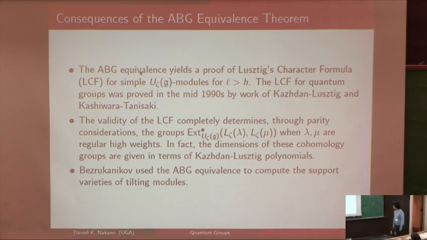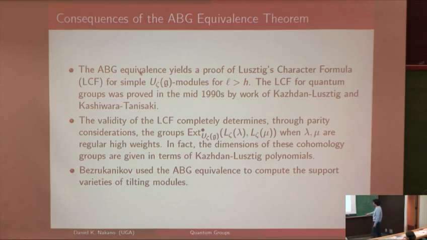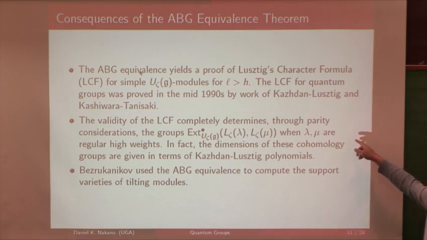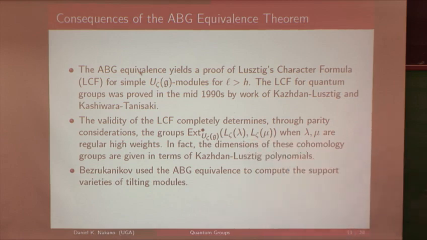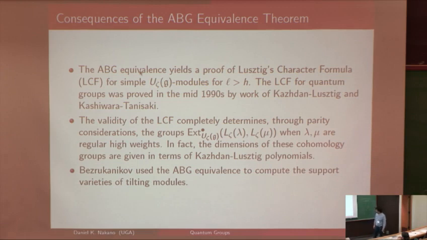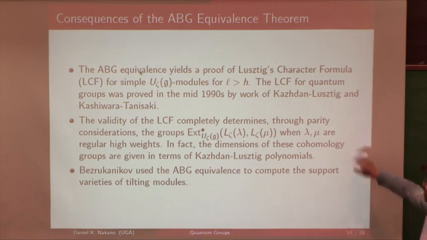Another consequence of having Lusztig's character formula is that, via parity conditions on the extensions, you can compute the extensions between simple modules in the principal block. So we know how to compute all the Ext with regular highest weight in the principal block, and the dimensions of these cohomology groups are given by Kazhdan-Lusztig polynomials. And Bezrukavnikov used this ABG equivalence and the ideas in it to compute the support varieties of the tilting modules. He showed it was a very powerful machine to do calculations with support varieties.